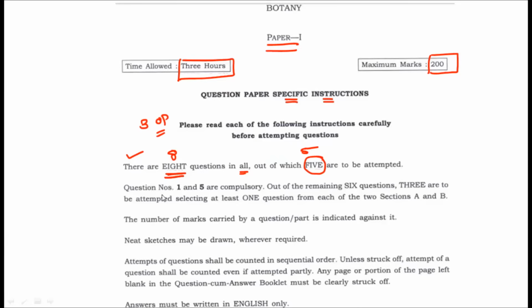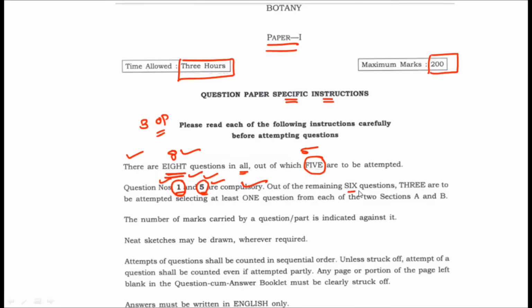Alright. Question number 1 and question number 5 are compulsory. That is, there are a total of 8 questions and question number 1 and question number 5 are of compulsory nature. That is, you must attempt these questions. You do not have optional questions for these particular question numbers. So question number 1 and question number 5 are of compulsory nature.